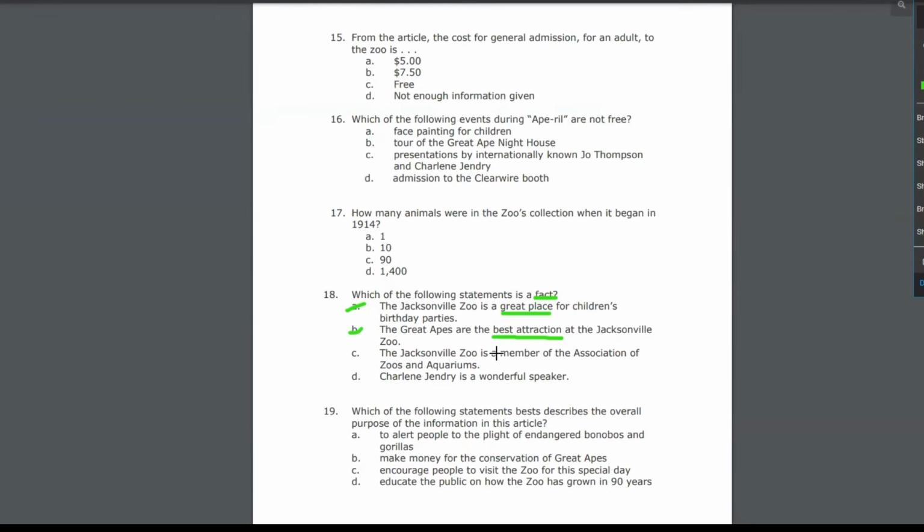All right, C, the Jacksonville Zoo is a member of the Association of Zoos and Aquariums. All right, so that's just giving us basic information.